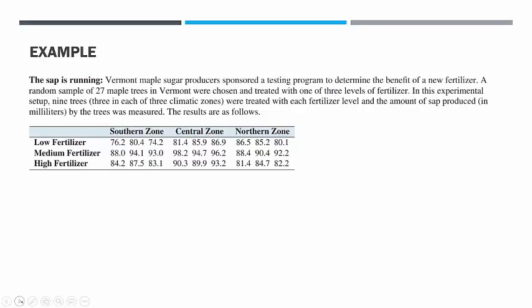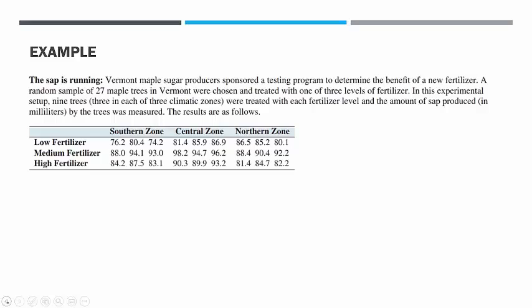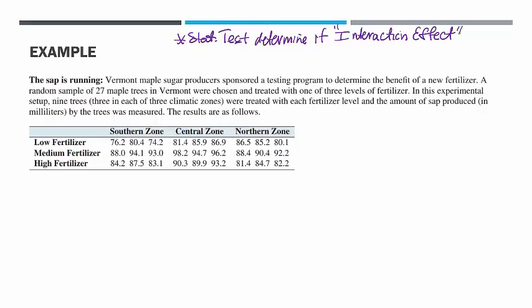When we look at an example like this, before we get to that, the first thing we want to do is some kind of statistical test to determine if there's an interaction effect. In other words, whether there's some kind of interaction between, in this example, fertilizer level and climate zone that would stop us from separating those two factors.